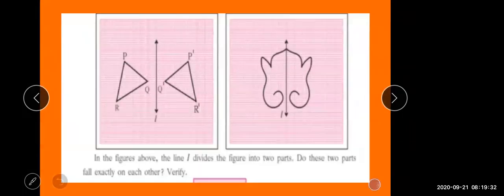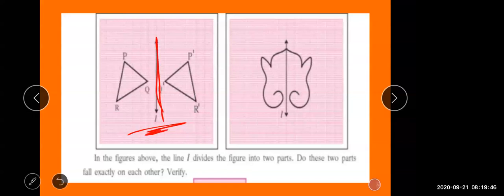Now look at it again. Some diagrams are there. In the figure above, the line L divides the figure into two parts. Look at this line L, here also line L. This line divides the figure into exactly two parts. Do you think the two parts fall exactly on each other?